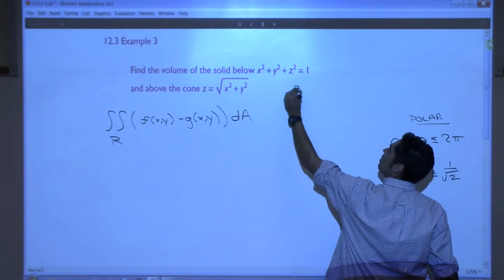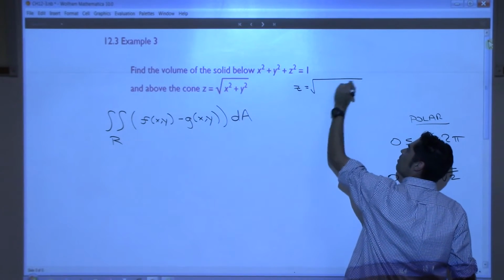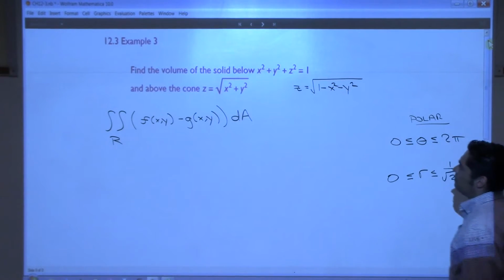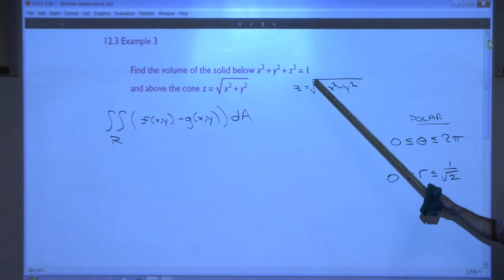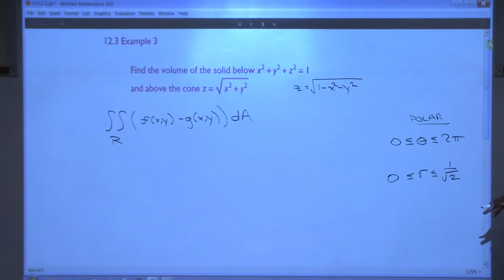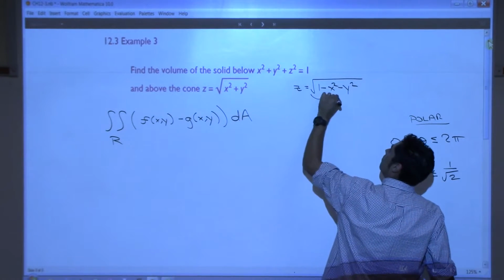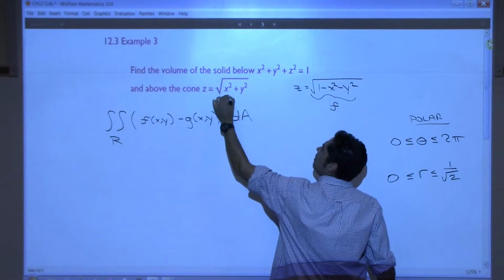Solve this for z. You get z equals square root of 1 minus x squared minus y squared. Now, it should be plus or minus, right? But I'm only doing the plus because I'm looking at the top cap, the top half of the sphere. And then this one's already solved for z, isn't it? So this is my f function. And this right here is my g.